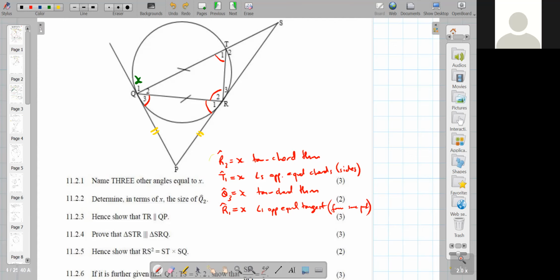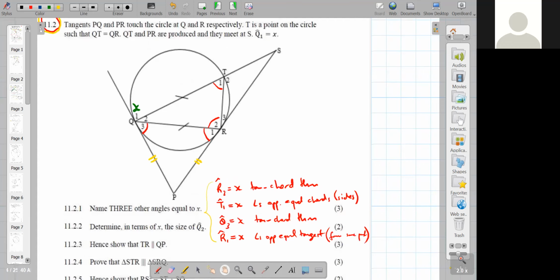Okay. So that's fine. Now question 2 says Q2 in terms of X. Once you get the others inside, it's basically 180 minus 2x. We're just going to write 180 minus 2x, and the reason will be angles on a straight line.